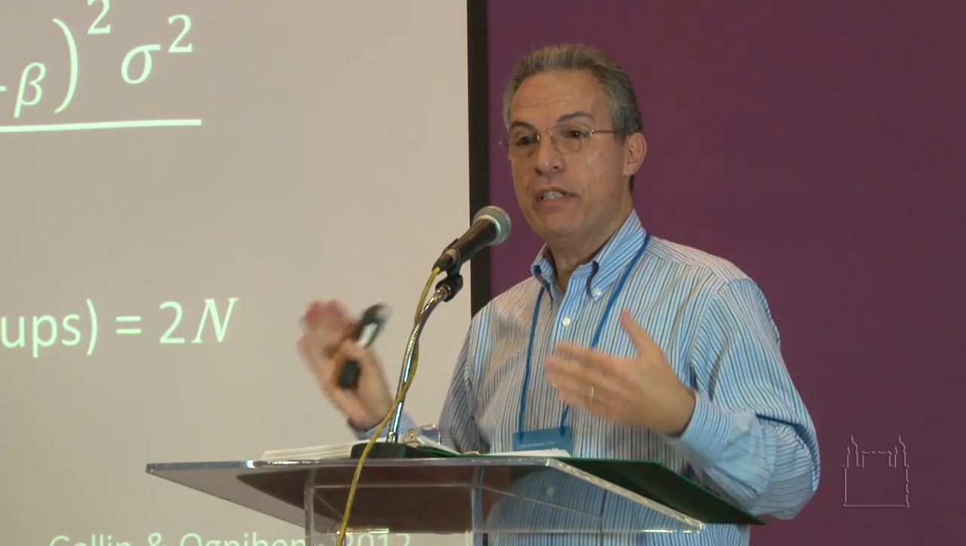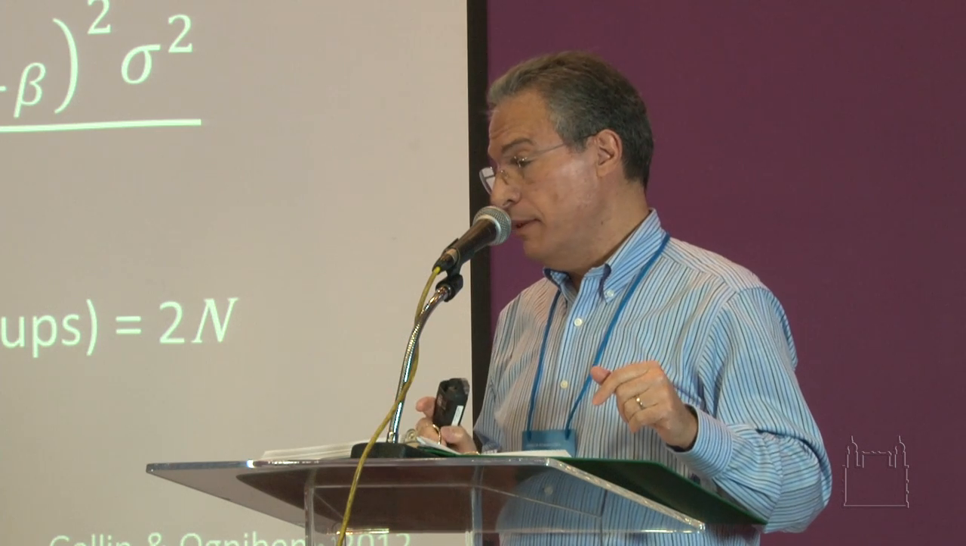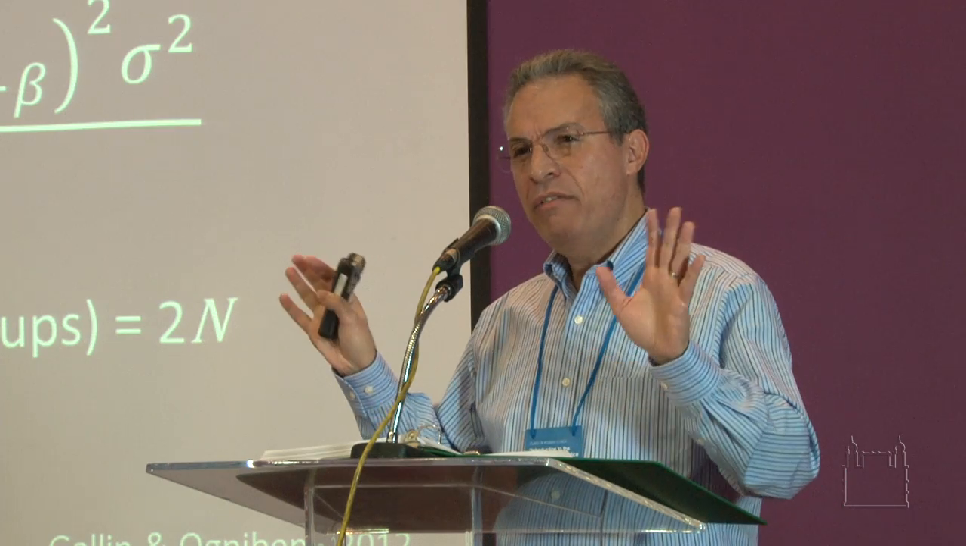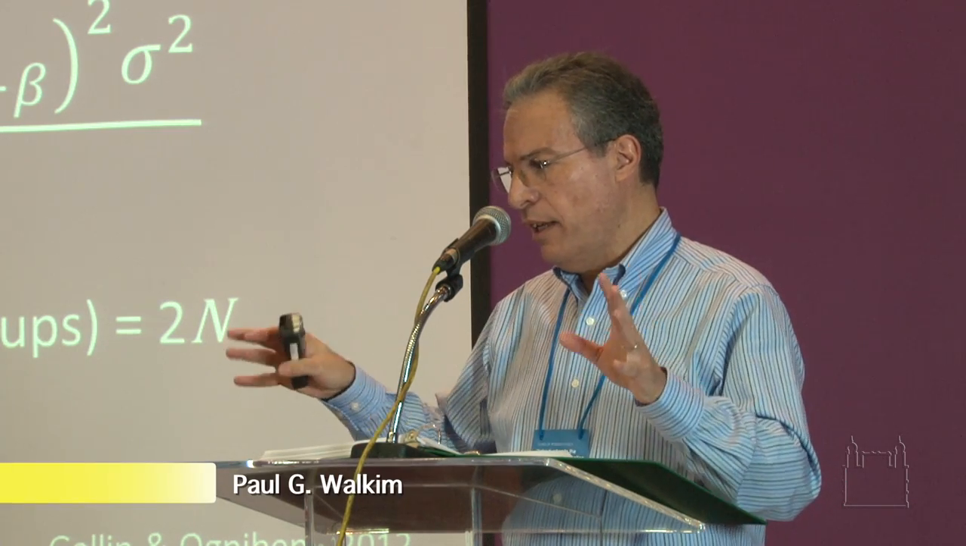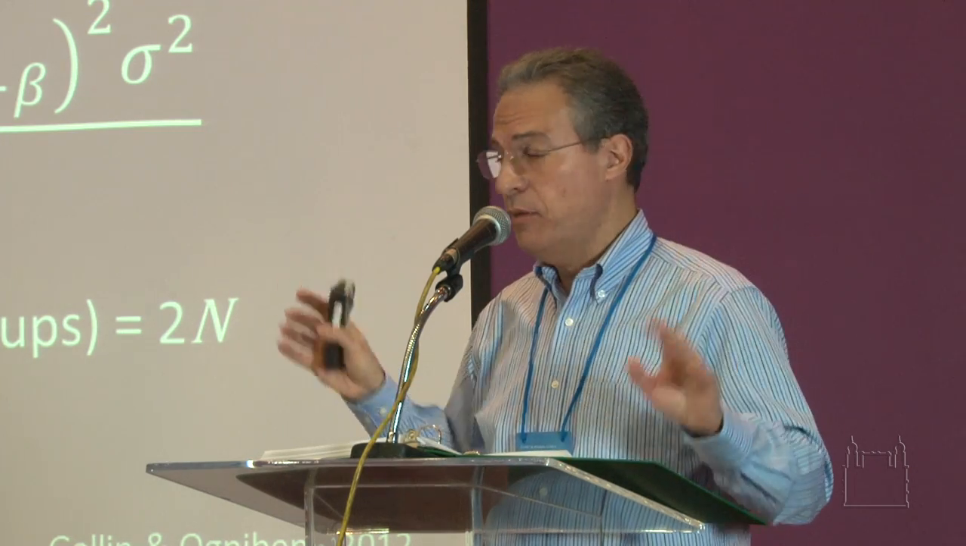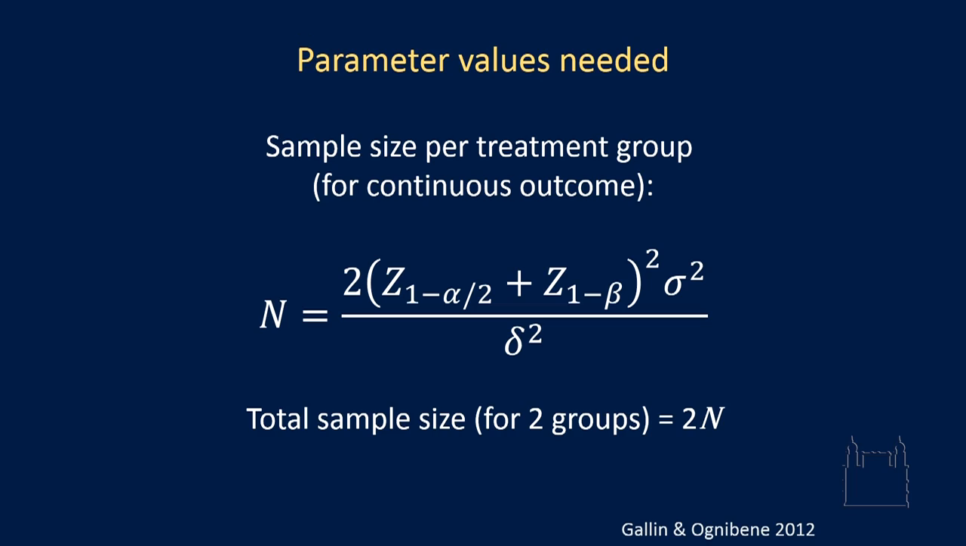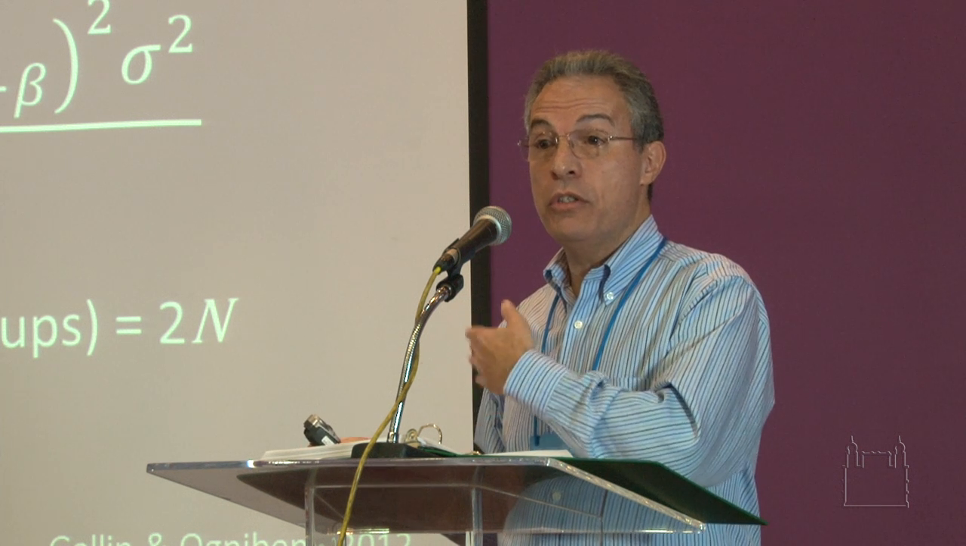So this is a formula for a sample size per treatment group for continuous outcome. So N is for one treatment group. So if you have two treatment groups, you multiply by two. And all you have to know for now is that you see the alpha and the beta, that's type 1 error, type 2 error. Sigma squared is variance. We kind of know that. And the delta squared in the denominator is the clinically meaningful difference to detect. Z is the percentile of the normal distribution. You don't need to worry about that. But that's basically what this formula is. So, like I said, you're going to see this formula again and again.